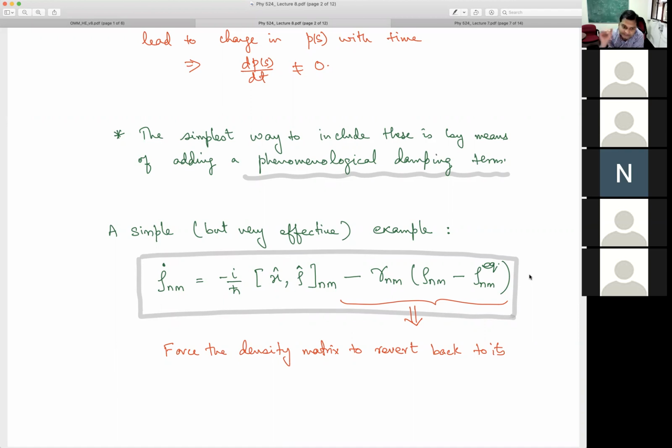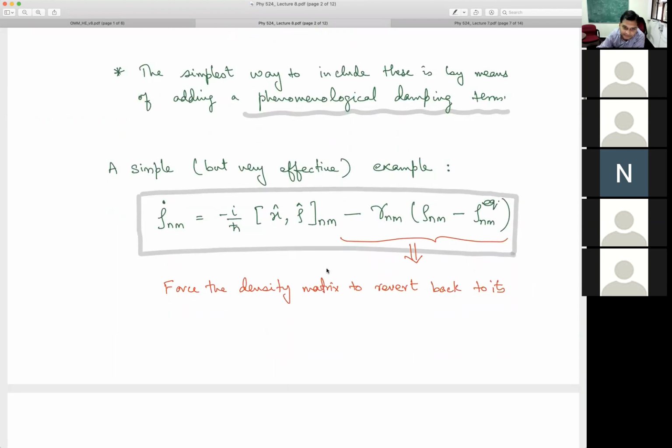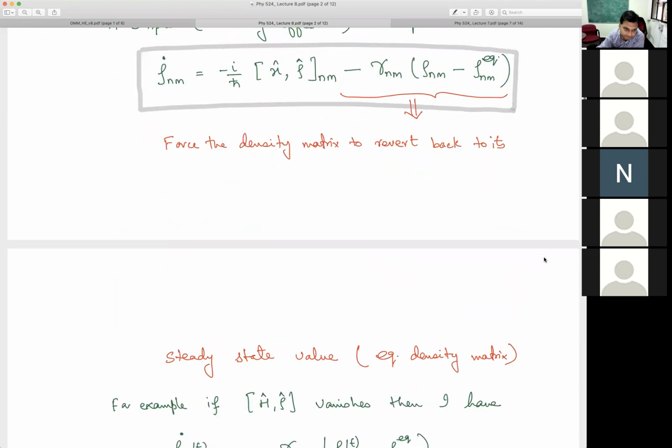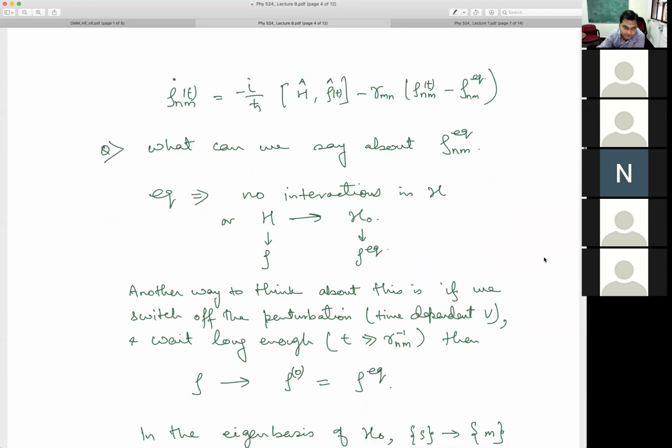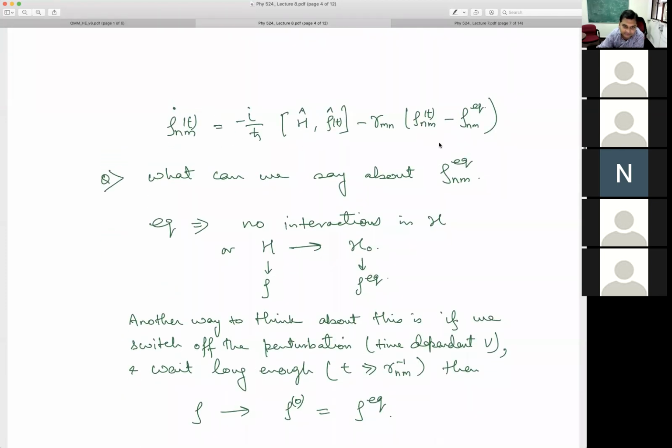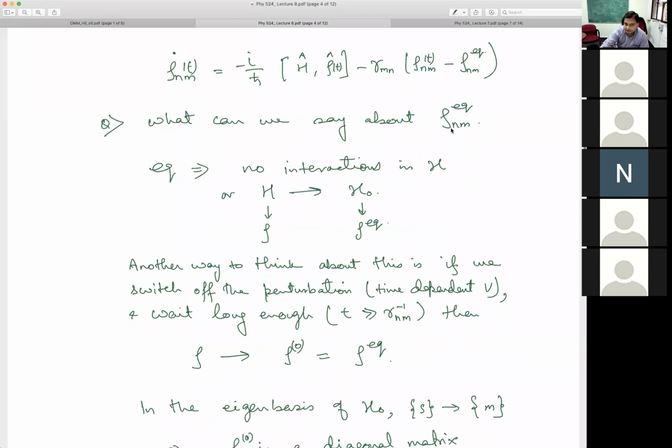Okay, so that was just a mathematical comment related to this. Now let's proceed. We will work with this equation of motion, and then you can ask me what you can say about this rho nm equilibrium.